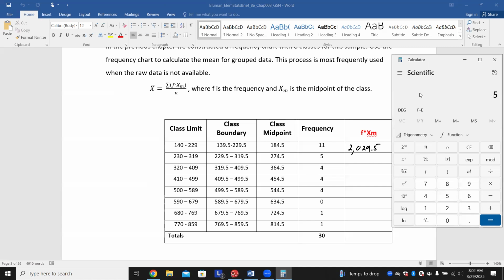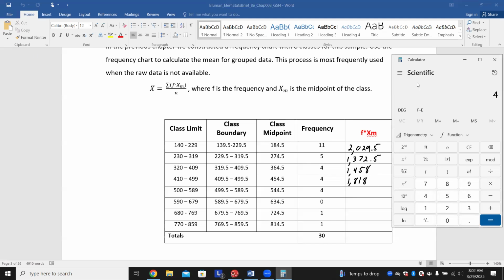Then I get 5 times 274.5, which will give me 1,372.5. Then I'll do 4 times 364.5, which tells me I got 1,458. Then I'll do 4 times 454.5, which gives me 1,818.